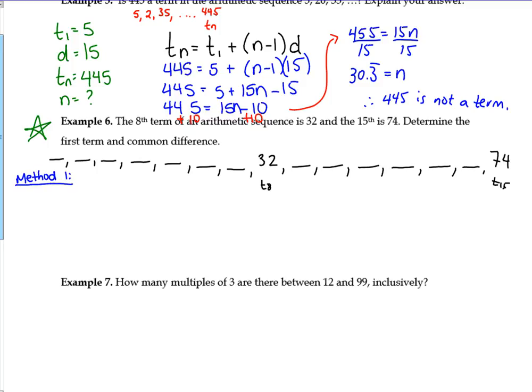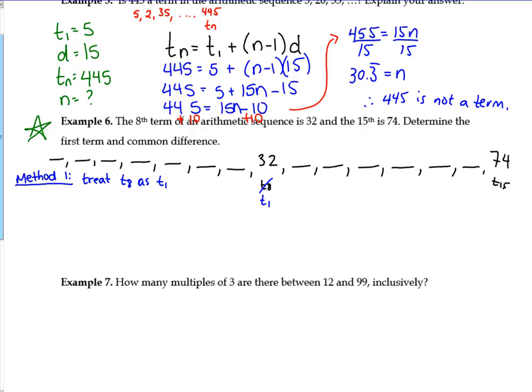Okay, so method 1 is treat term 8 as term 1. So what we're going to do is pretend term 8 is actually term 1. We're going to pretend that those terms ahead didn't exist right now. We're going to just treat that as term 1. And then what would term 15 actually be? Term what?